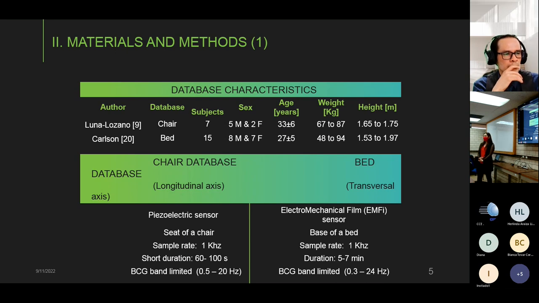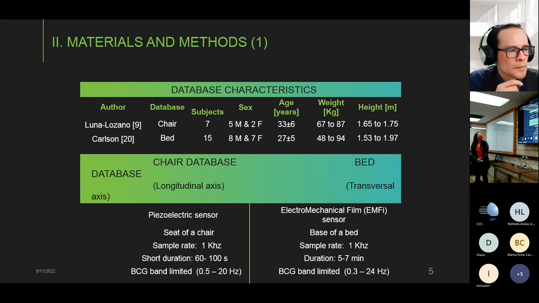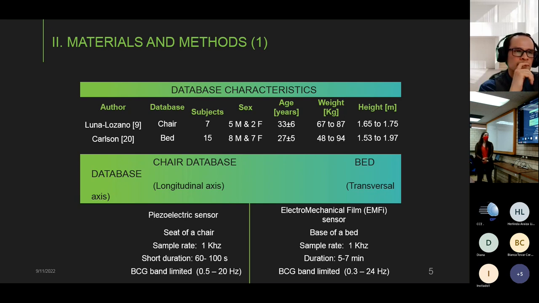For this task, we considered 22 records from two different BCG databases. The first database was a J-wave database obtained by Luna Lozano by a piezoelectric sensor attached to the seat of a chair at a sample rate of 1 kHz, but these records have a short duration between 60 and 100 seconds and were band limited between 0.5 to 20 Hz.